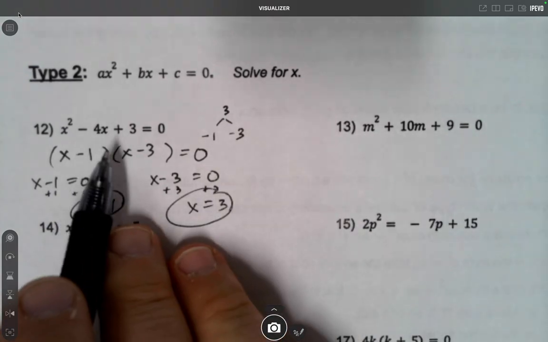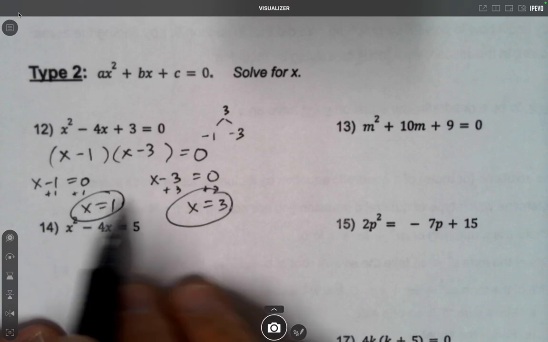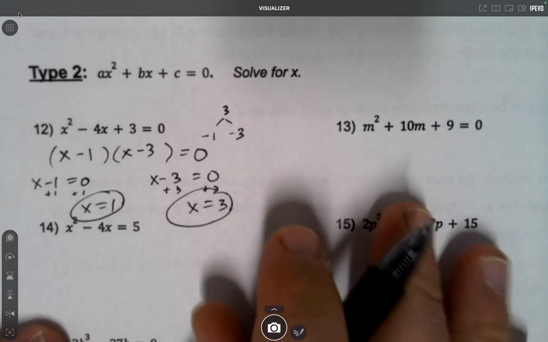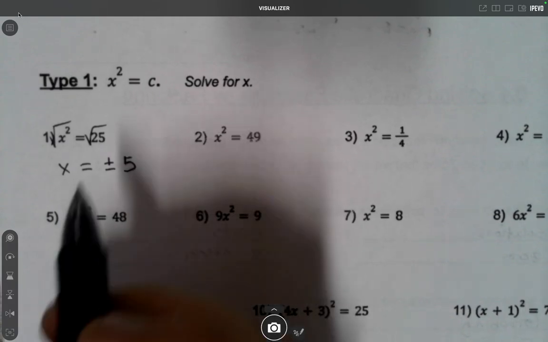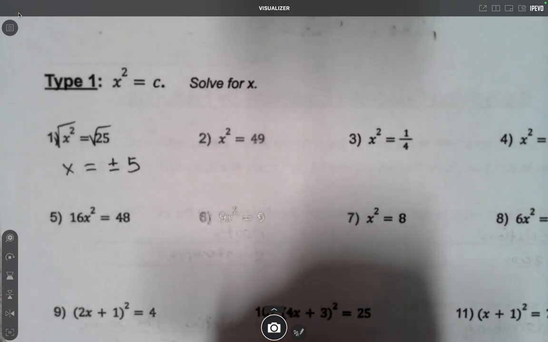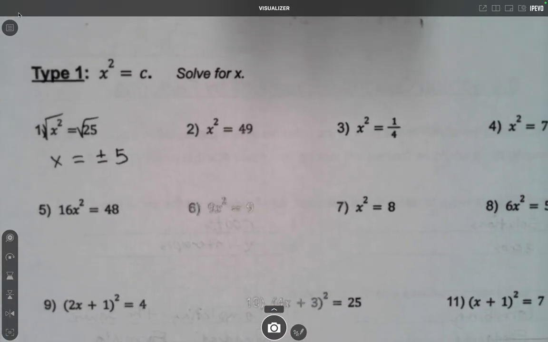So there are two solutions here, positive 1 and positive 3. Just like there are two solutions up here, positive 5 and negative 5. There are times there may just be one solution, but there can be up to two solutions with a quadratic equation.